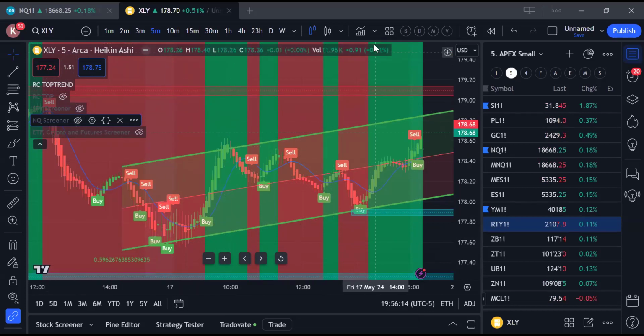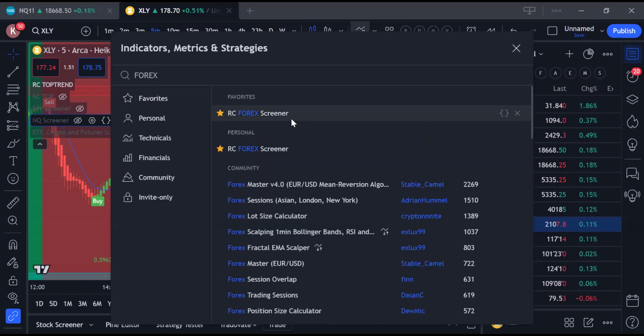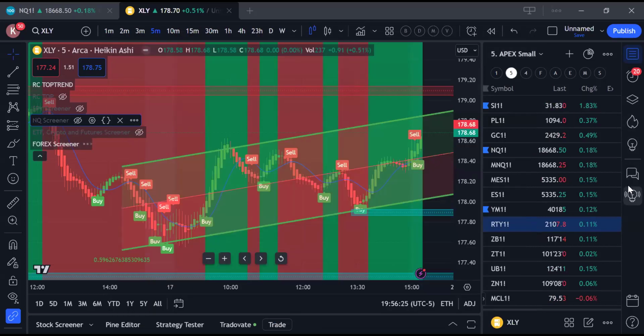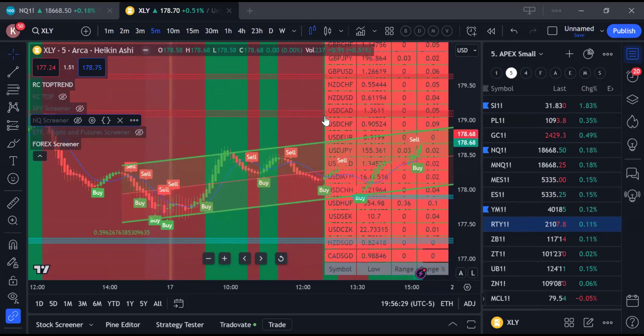In the same way, we have the forex screener. You have so many tickers in the red color. That means they are at the bottom. All these went up.